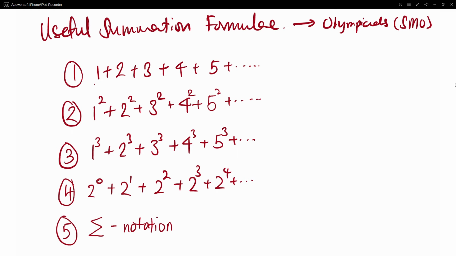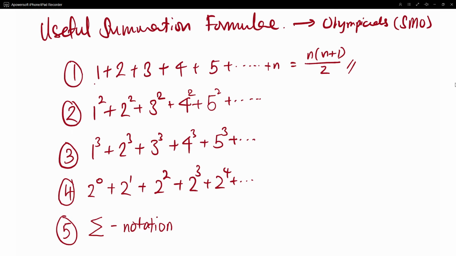First is 1 plus 2 plus 3 plus 4 plus 5, basically the sum of all natural numbers until a certain point. If you don't know, this is evaluated as follows: if we add all the way to n, the sum is simply n times n plus 1 over 2. So try to remember this. Now let's look at the next formula.